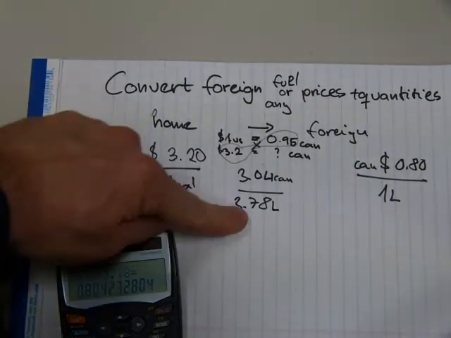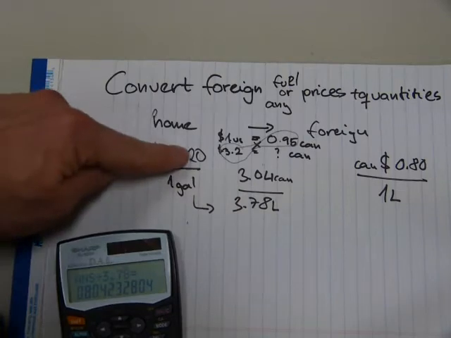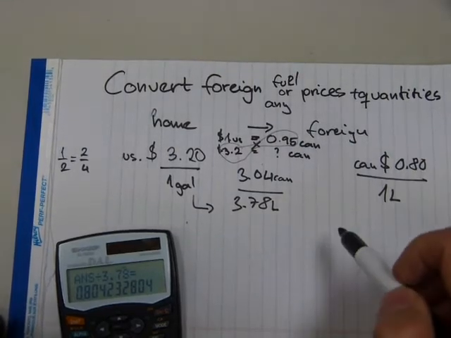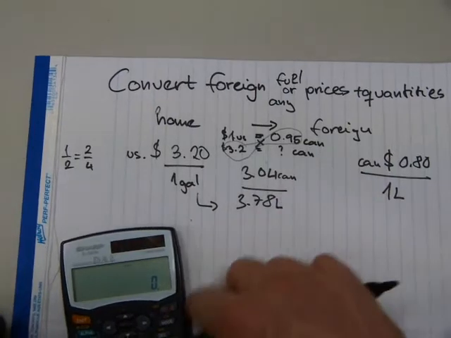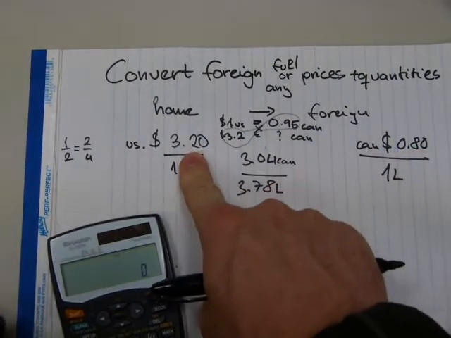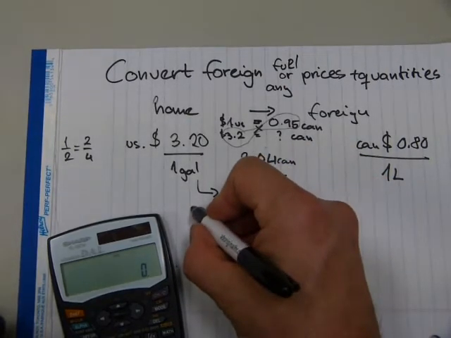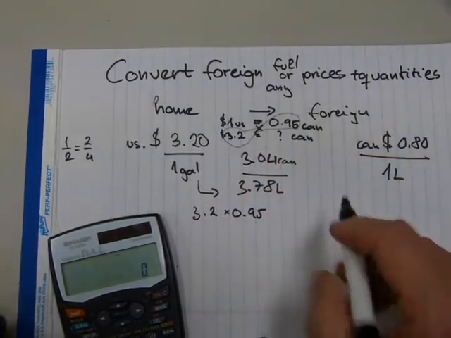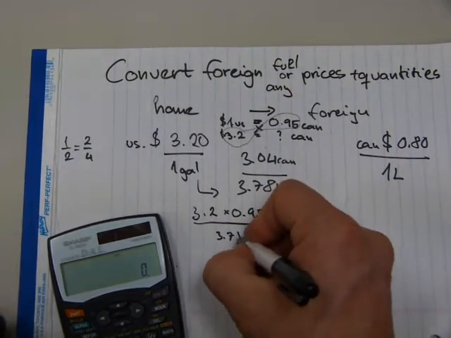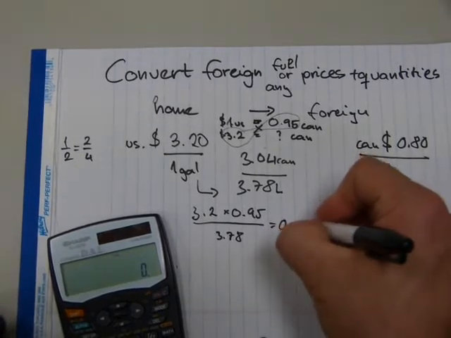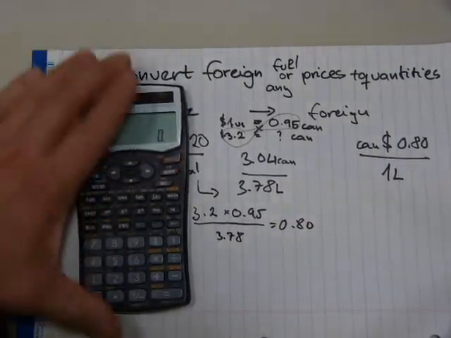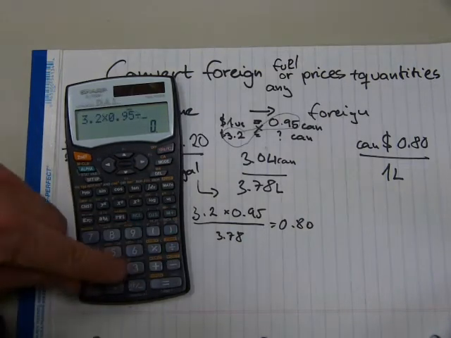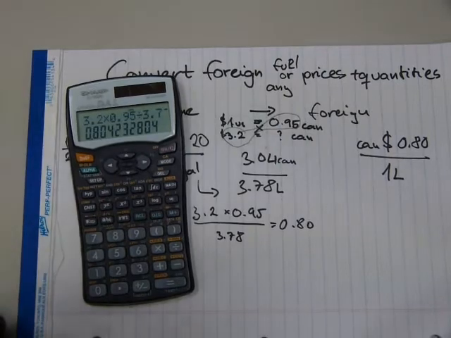And I do recommend that you work with the denominator on its own, work with the numerator on its own, and get it done this way. How did we get again this 80 cent amount? If we just do the arithmetic, just the numbers, how did we get 0.8 starting with 3.2? We took the 3.2 and we multiplied it by 0.95, and then it was divided by 3.78, and it was 0.8.